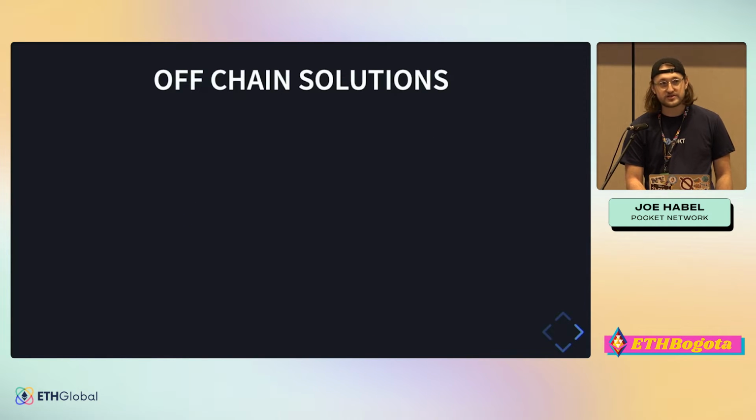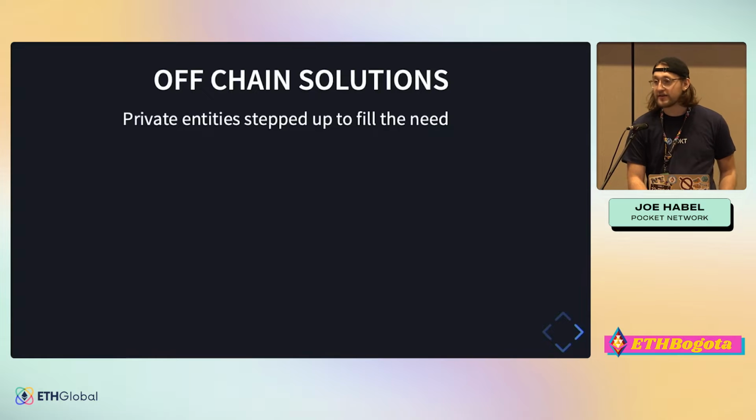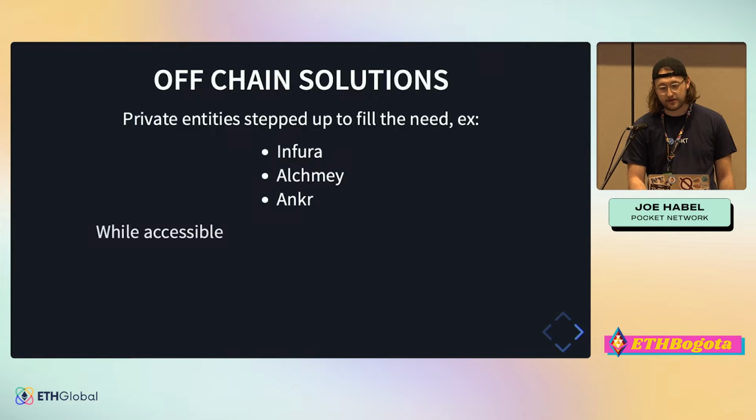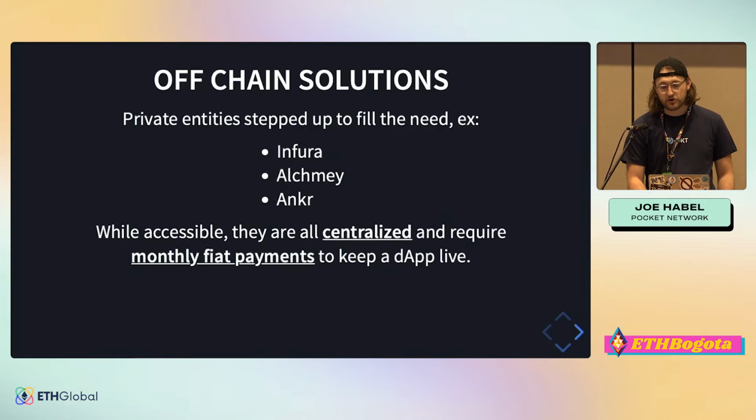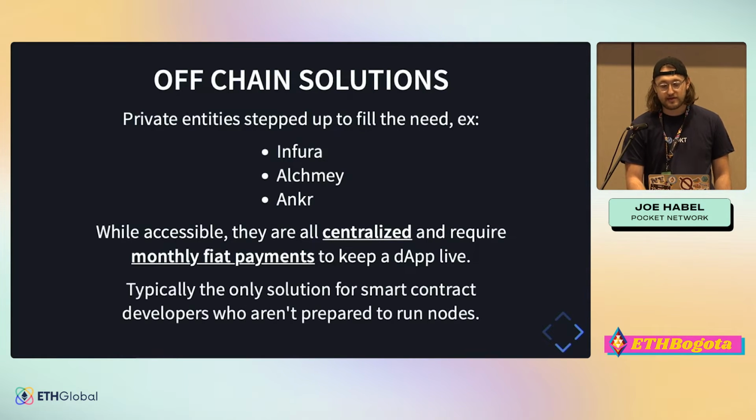There are off-chain solutions that we can use. Private entities have really stepped up to fill the need. Some examples are Infura, Alchemy, and Ankr. While these are accessible, they're all centralized and require monthly fiat payments to keep your application live and running. This is really the only way that smart contract developers who don't have the know-how to manage infrastructure are able to interact with the blockchain.